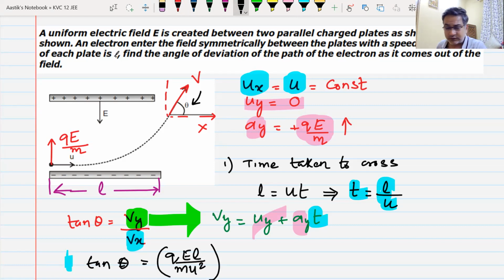Everyone understands this? Yes or no? Have you done simple harmonic motion? Today itself started, sir. Who has started this? Satyendra, sir. Okay. Anyways.